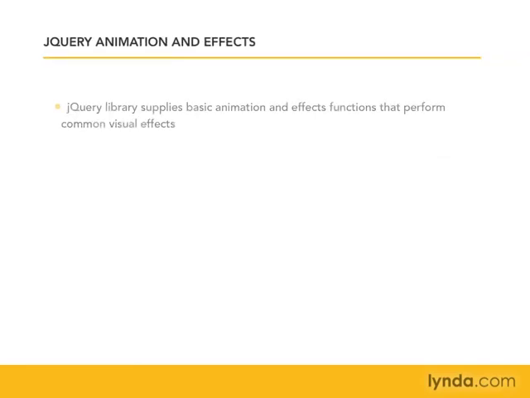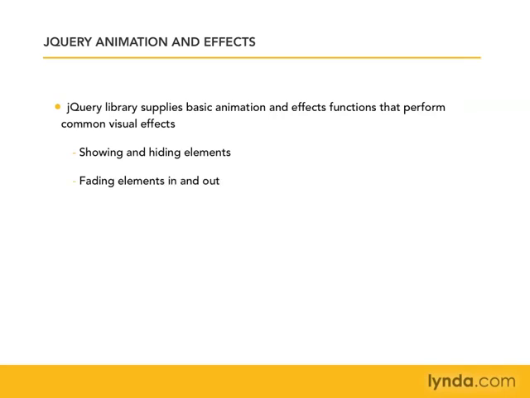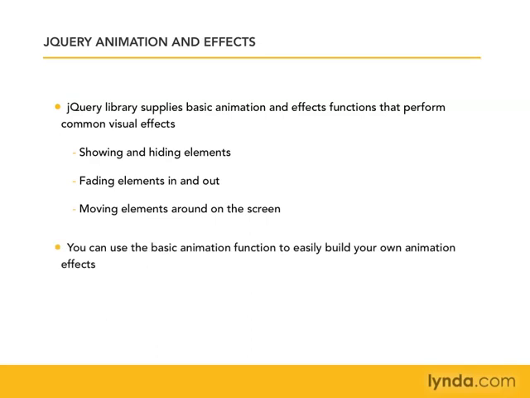So, the jQuery library, as I noted, supplies some basic animation and effects functions to create some visual effects that are pretty common in modern web pages, such as showing and hiding elements, fading elements in and out, moving them around on the screen. There's also a basic animation function that you can use to build your own animation effects, and we will see how to do that later on in the chapter. But first, let's just get started with some really simple animation, and that involves showing and hiding elements.